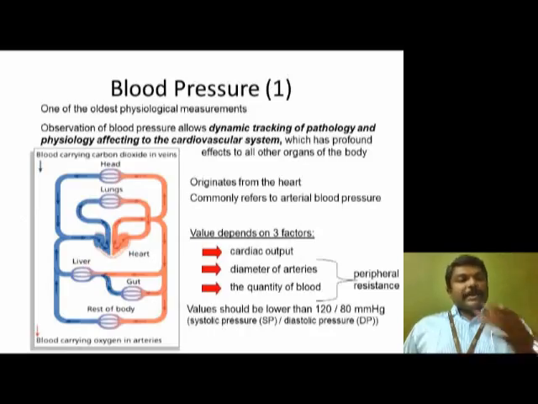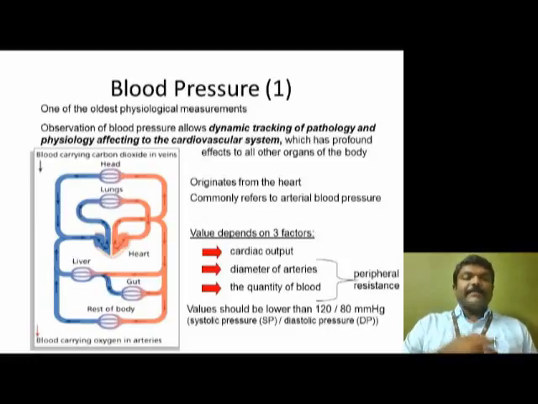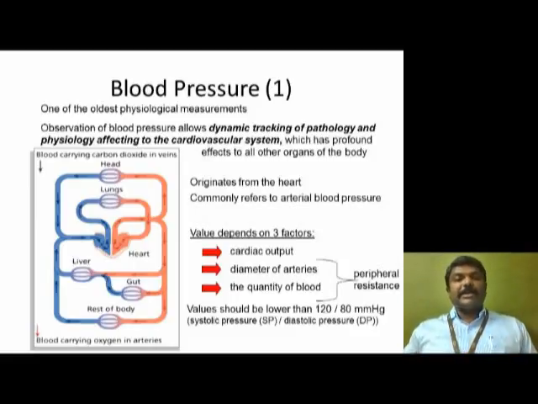Now, what is this blood pressure all about? As I told you, the heart collects the blood, that is deoxygenated blood, from all over the body, and pumps it to the lungs where it gets oxygenated. The oxygenated blood comes back to the heart, and from the heart it again goes to the rest of the body. So it is a closed loop circulation. This circulation is ensured by the heart and the lungs.